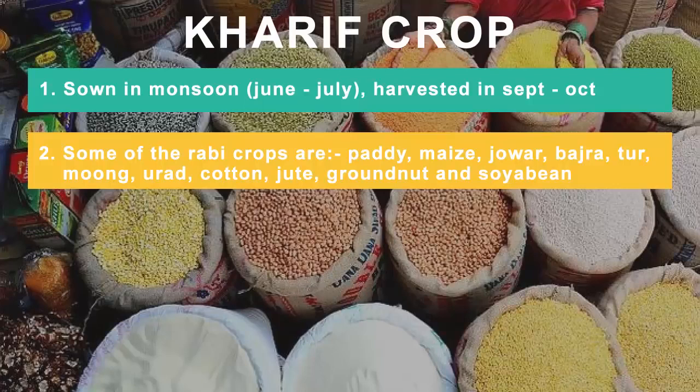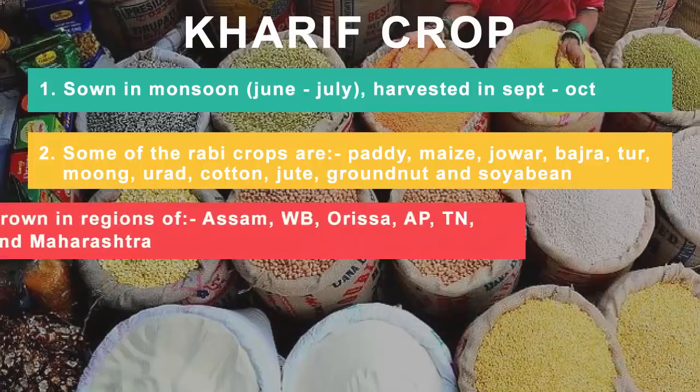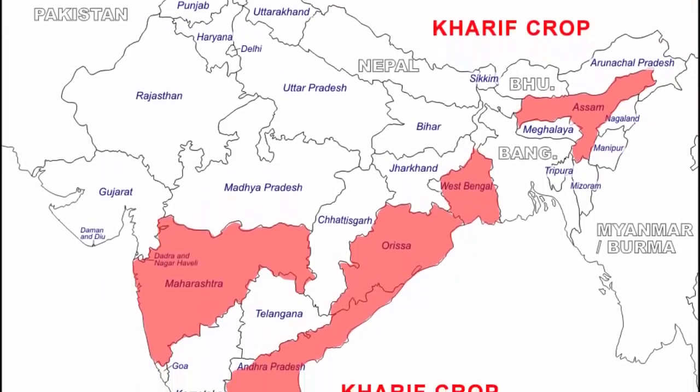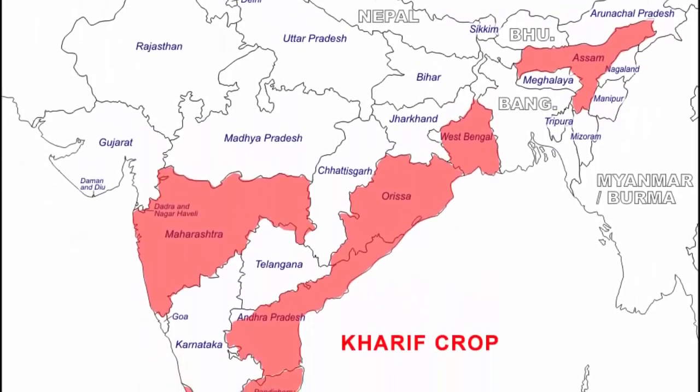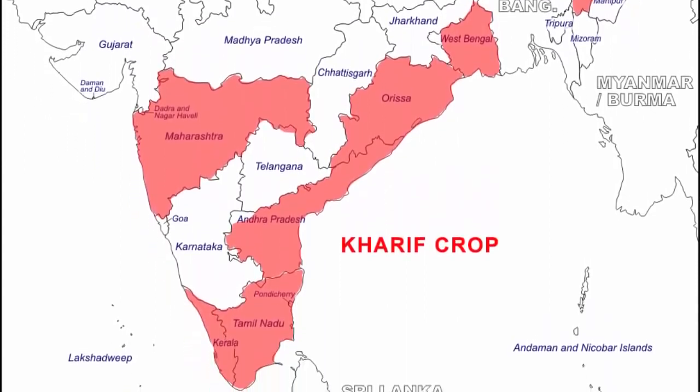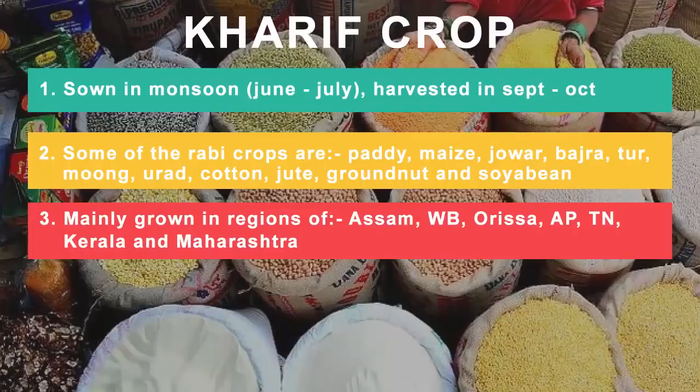Now some of the Kharif crops are paddy, maize, jowar, bajra, tur, moong, urad, cotton, jute, groundnut and soya bean. So all of these crops are grown in the region of Assam, West Bengal, coastal regions of Orissa, Andhra Pradesh, Tamil Nadu, Kerala and Maharashtra. So you see, all of these places receive rainfall from the southwestern wind. So this was all about the Kharif crop.